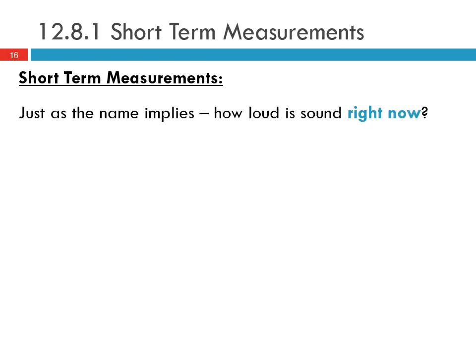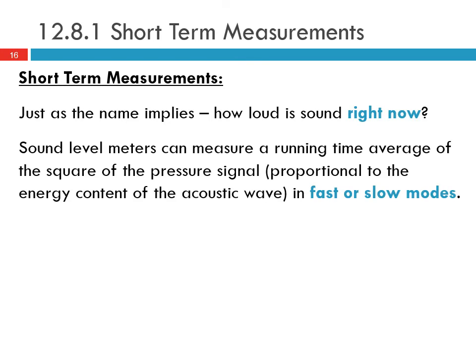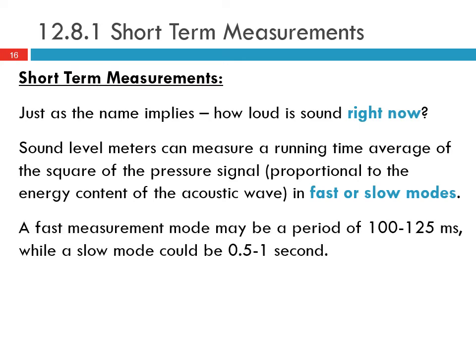So short-term measurements, just as the name implies, are a way to determine how loud the sound is right now, so over a short period of time. Sound level meters can measure a running time average of the square of the pressure signal, so basically proportional to the energy content of the acoustic wave, in either fast or slow modes. A fast measurement may be a period of 100 to 125 milliseconds, while a slow mode could be between half a second and up to a second. And basically it quantifies some average of the noise during that period of time.